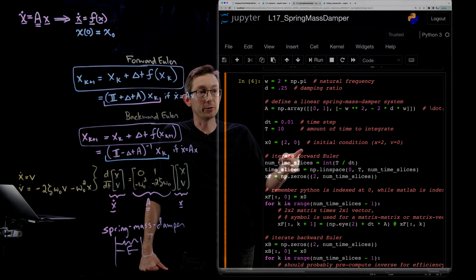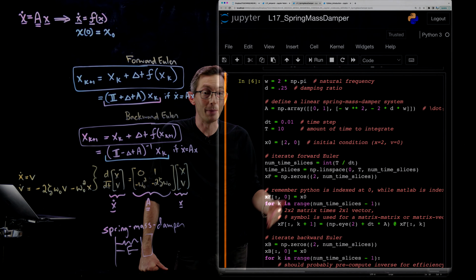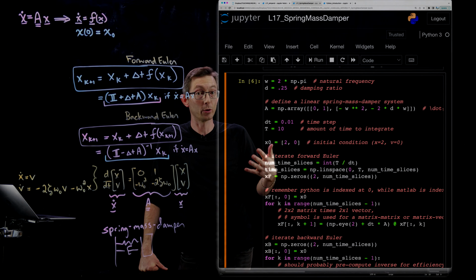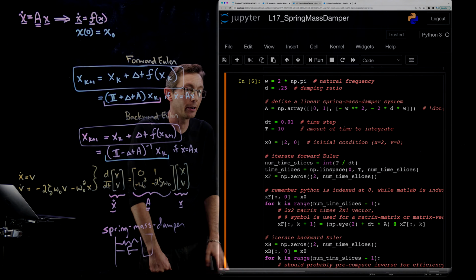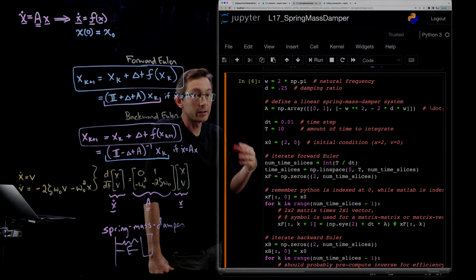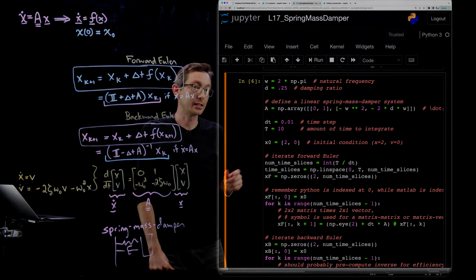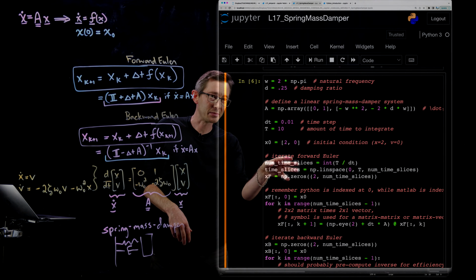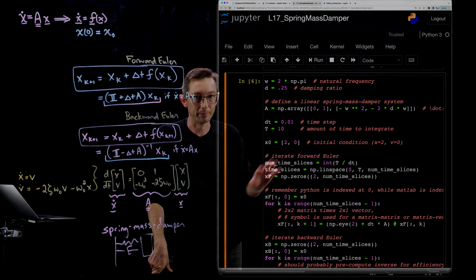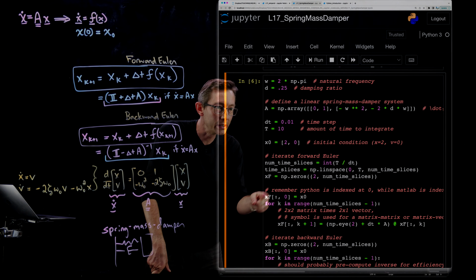And then we're going to integrate through forward Euler, we're going to integrate through backward Euler, and I'm going to compare against that more accurate fourth order ODE solver I talked about. So forward Euler is really simple. It literally just, this is some preamble, but the real code is down here.